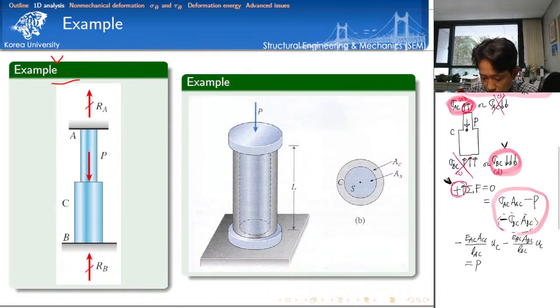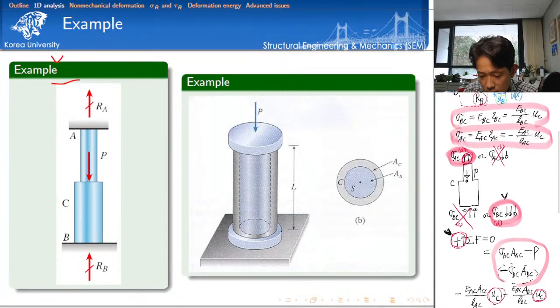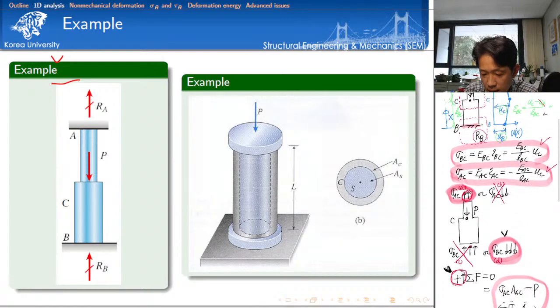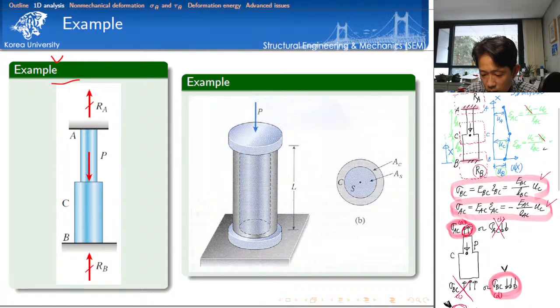So now can you determine the nodal displacement? Yeah, so you can determine nodal displacement very easily. So we have only one equation and only one unknown. So we can finish our analysis. Okay, we can determine the nodal displacement. So once you determine the nodal displacement, we can determine the normal stresses for these two segments. Then once I have nodal displacement, also I can determine the strain distribution.